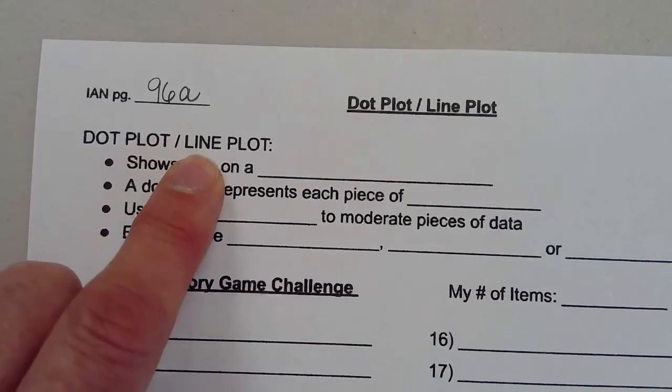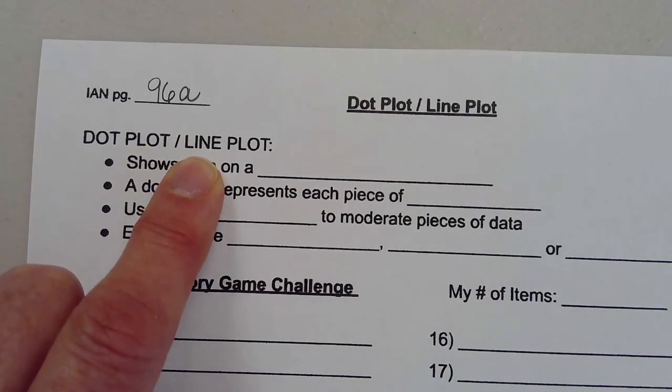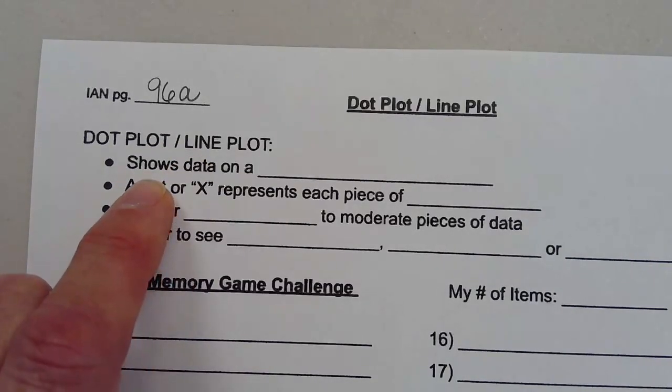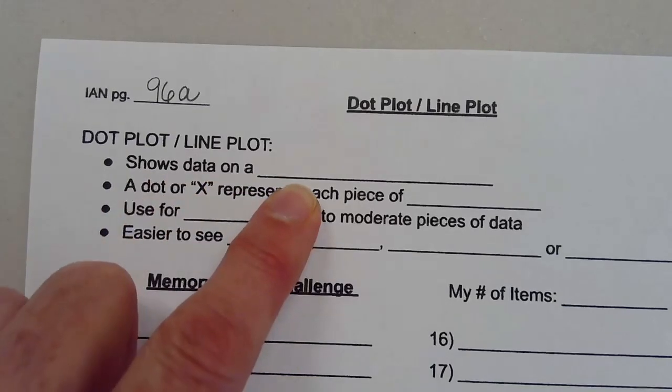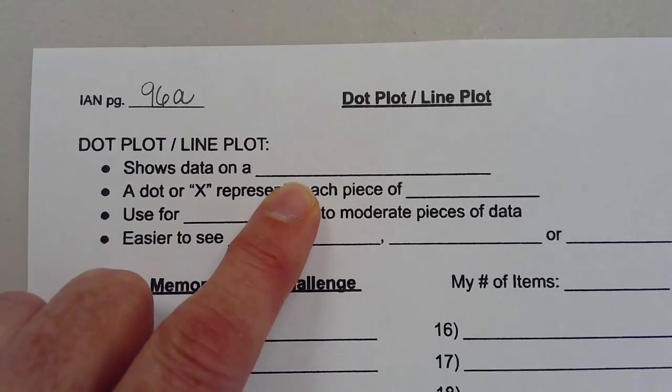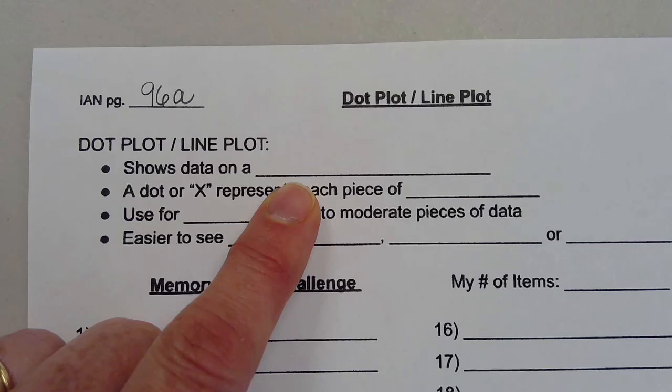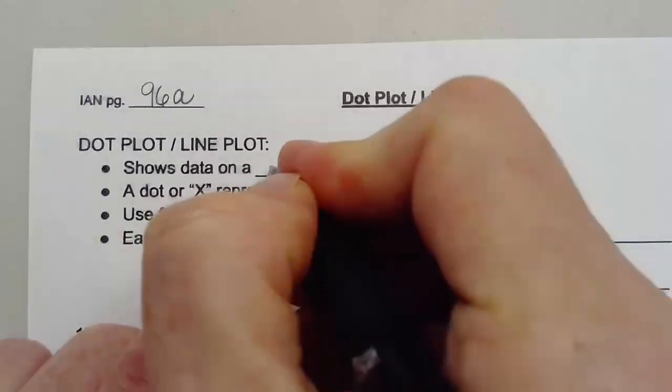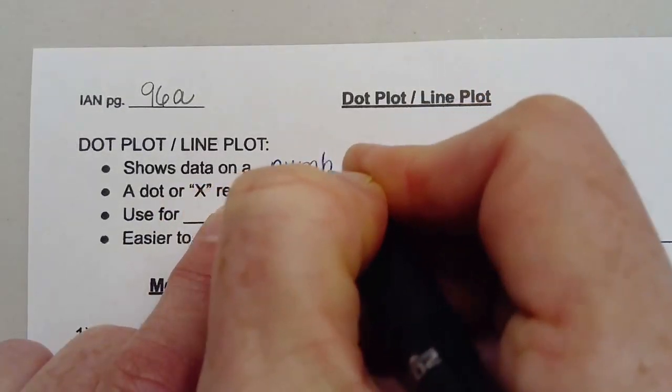So line plot, dot plot, same name for the same thing, okay? So it shows data on a blank. For bonus points, you can tell me what we put a line plot on. It has to be on a what? Thanks for raising your hand so I can give points to the right person. It's on what, Sienna? A number line. Has to be on a number line.